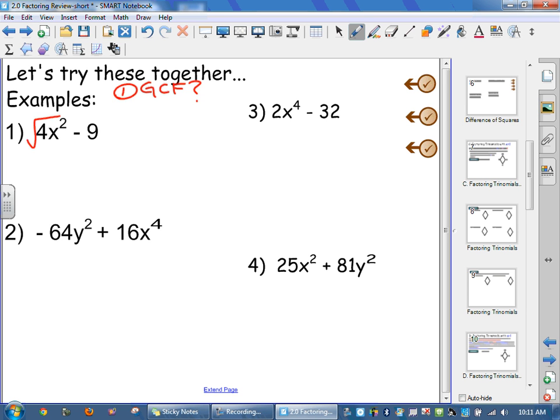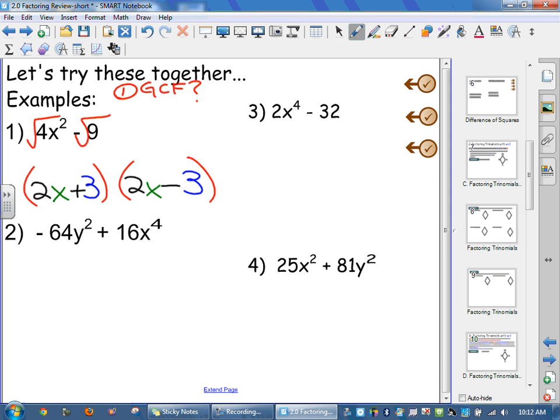Open 2 brackets. What is the square root of 4? 2. Square root of x squared. X. What's the square root of 9? 3. And now you just separate them with positive and negative signs. So positive, negative, you're finished. That's all it is. Okay, it's one of my favorite kinds because they're the easiest you'll ever deal with.